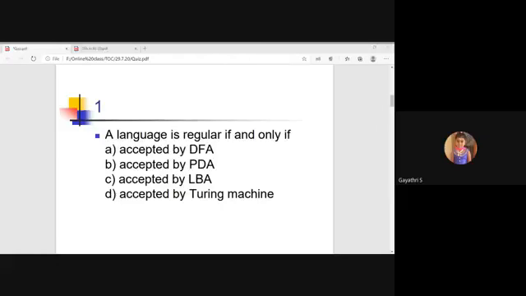So, anyone? Yes, the first one. A language is regular if and only if accepted by DFA. Okay, so either DFA or regular expression. Here only one option is there, accepted by DFA. Right.